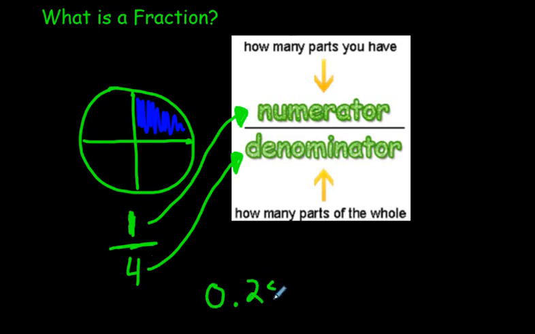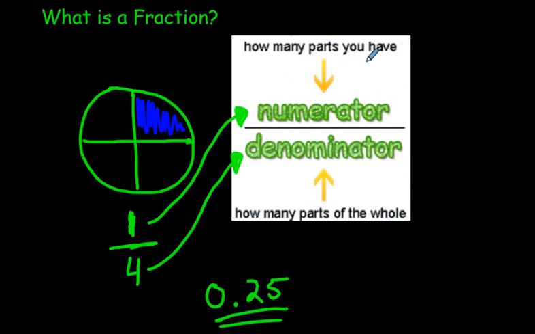It would be 0.25. And in Canada and the United States, other places in the world possibly too, they call this a quarter when it comes to how much money that would be. I have 1/4 because if I have 4 of them, it makes up a whole dollar. Okay? Anyway, so the top is how many parts you have, and the bottom is how many parts altogether.